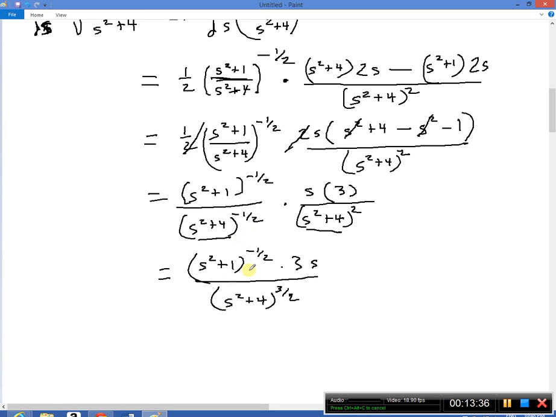And that's about it, really. I suppose you could put this guy back in the denominator, you could put square roots in, and the answer, if you had an answer in the back of the book for this, it might show you something like this. 3s divided by the square root of S squared plus 1 times S squared plus 4 cubed, or something ridiculous like that.